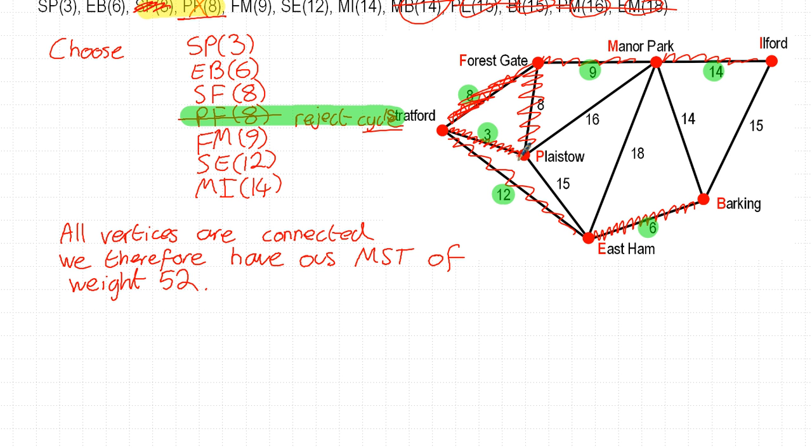Another thing that's worth bearing in mind is here we had how many vertices? 7 vertices, and we have 1, 2, 3, 4, 5, 6 edges in our minimum spanning tree. And indeed, it will always be the case, if you think about it, that if you have n vertices in your network, you should have n minus 1 edges in your minimum spanning tree.